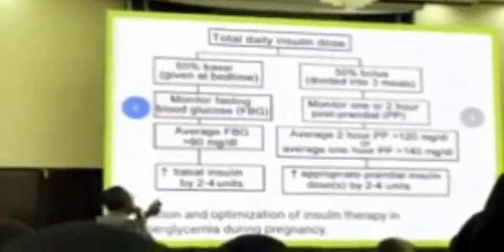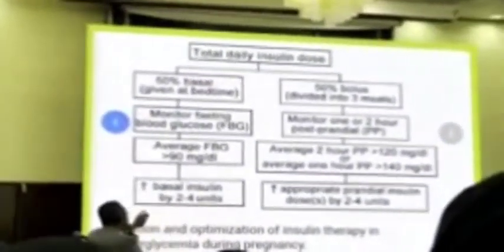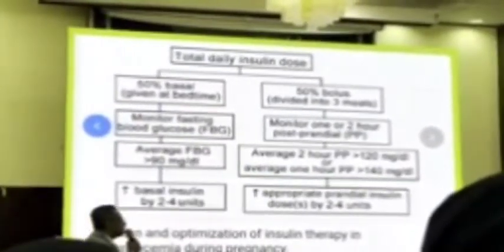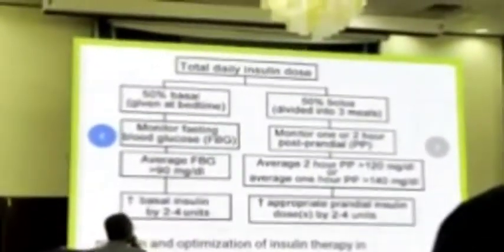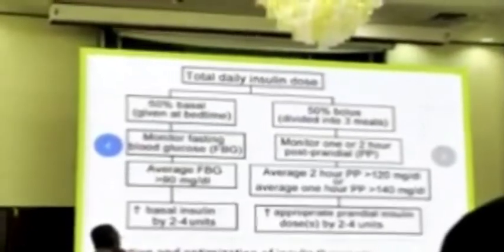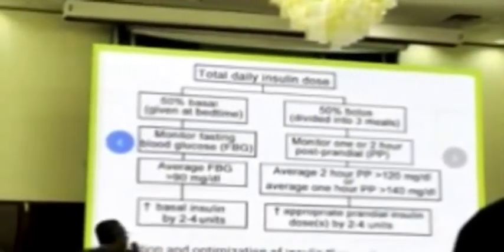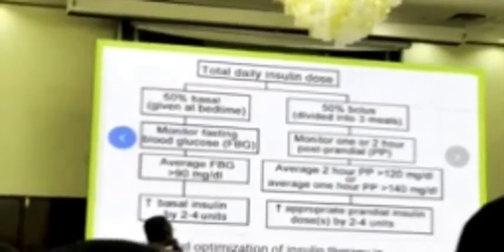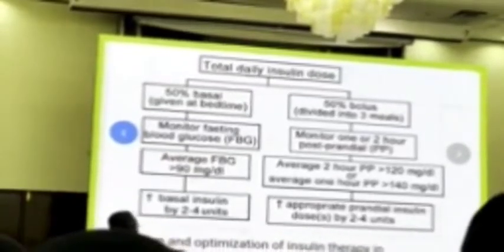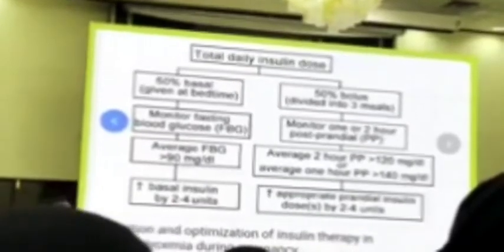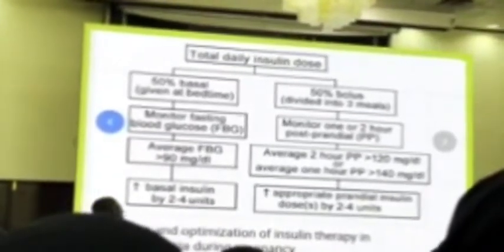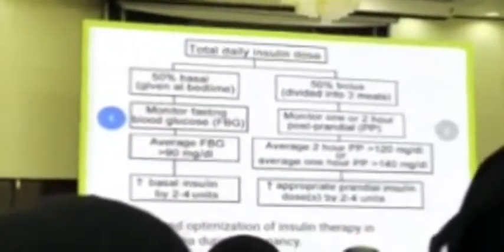You have to monitor 1 or 2 hour postprandial. If the average 2 hour postprandial is more than 120 milligram per deciliter, or 1 hour postprandial more than 140 milligram per deciliter, you have to increase the preprandial insulin by 2 to 4 units until the glycemic target is reached.